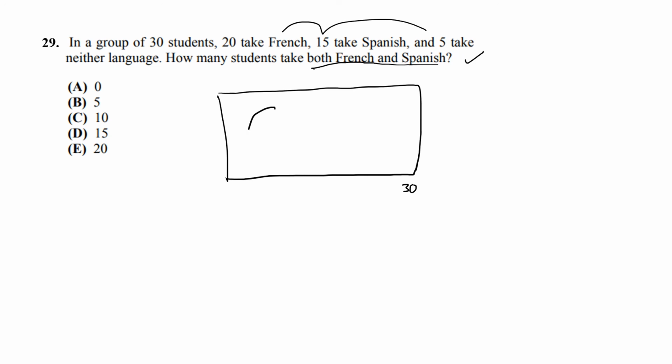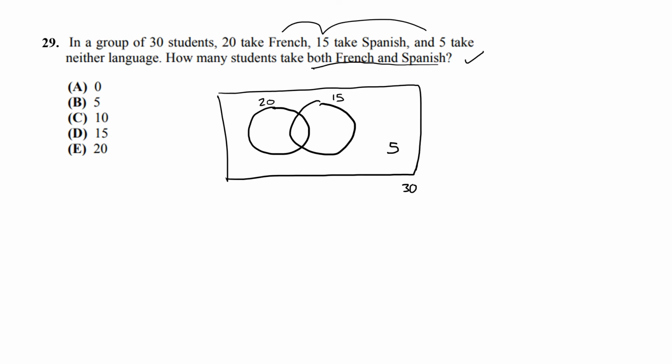So it's saying, if we just drew a Venn diagram here just to see everything together, 20 take French, so there's 20 in this entire circle, that's including the overlap. There's 15 taking Spanish, and there's 5 out here taking none, okay? It's 5 taking none. So let's just think about this real quick.